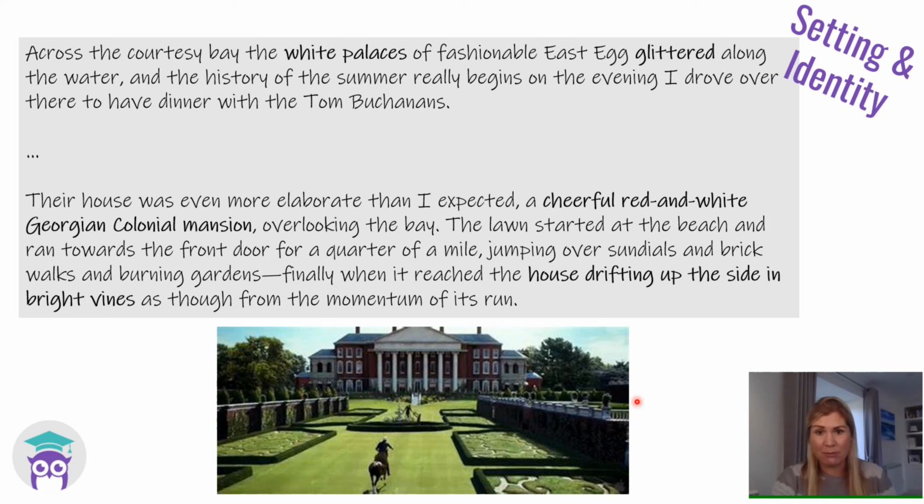This is again just a representation from the film. "Their house was even more elaborate than I expected, a cheerful red and white Georgian colonial mansion overlooking the bay. The lawn started at the beach and ran towards the front door for a quarter of a mile, jumping over sundials and brick walls and burning gardens. Finally, when it reached the house, drifting up the side in bright vines, as though from the momentum of its run." Okay, so this house is not necessarily trying to be anything.